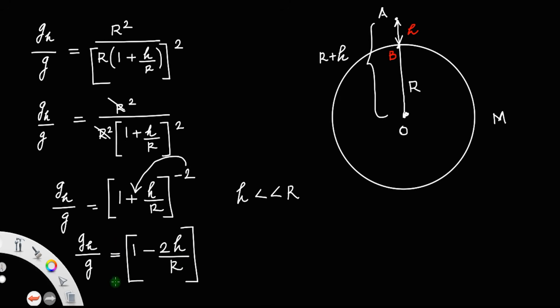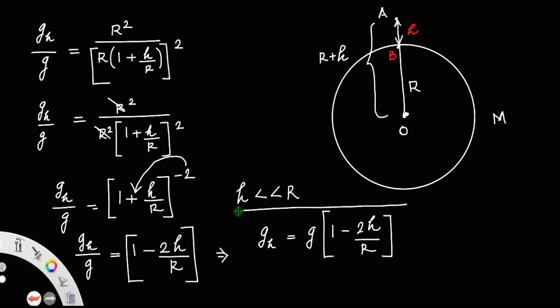It's actually the binomial expansion of 1 plus x whole raised to minus n. And we can cancel all the terms after 2h by r because they will be very small. So this is equal to gh equal to g into 1 minus 2h by r. This is the expression for gravity at a height h.